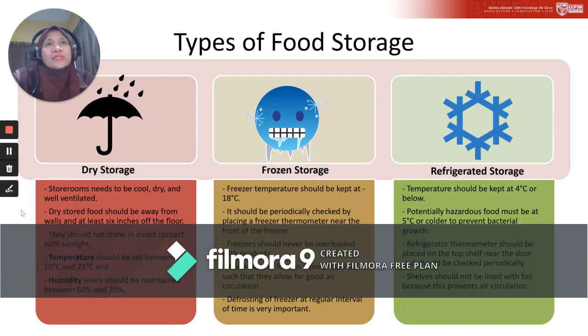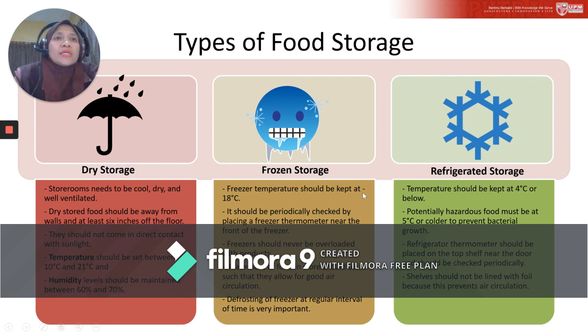Types of food storage can be classified into 3, and some textbooks classify the storage into 4, where they include ambient as well. So here I'm showing only 3 main types: dry storage, frozen storage, and refrigerated storage. For the dry storage, basically you need to make sure you have a cool area, dry and well ventilated. The temperature is between 10 to 21 degrees Celsius, and the humidity you must maintain between 60% to 70%.